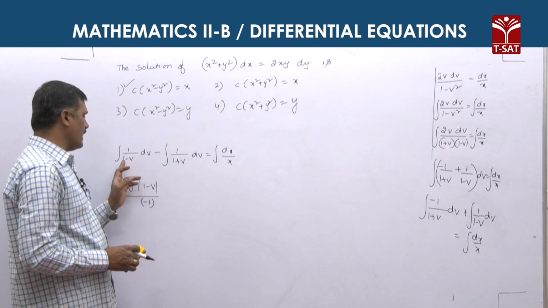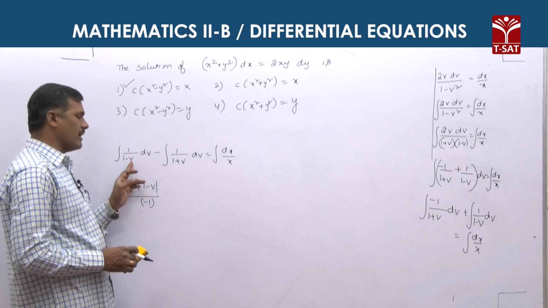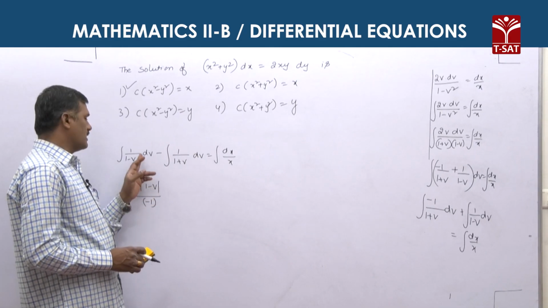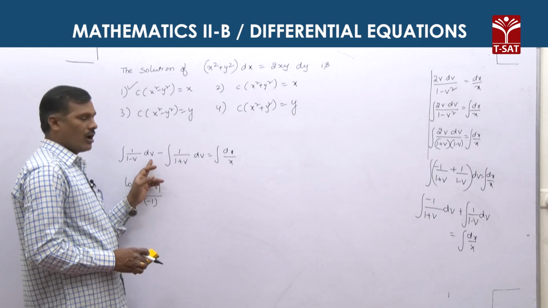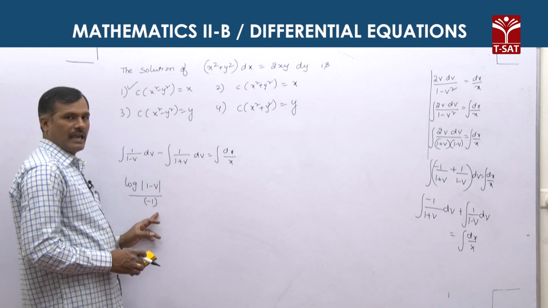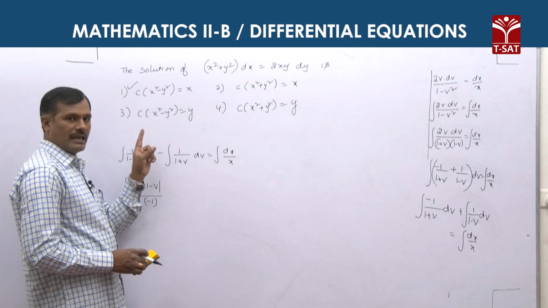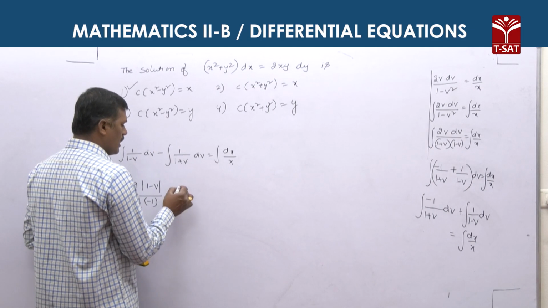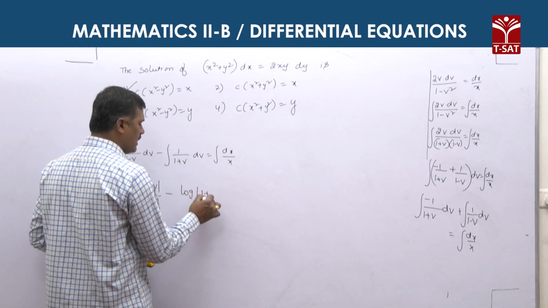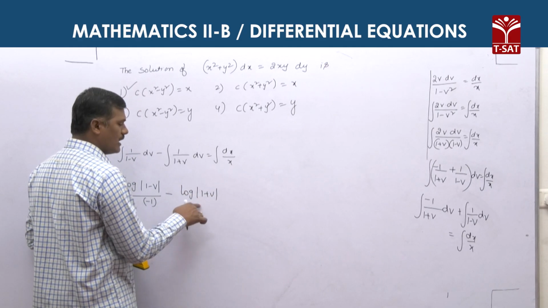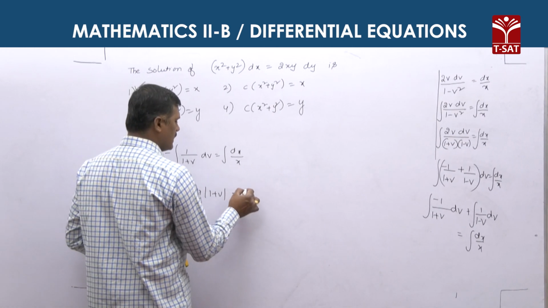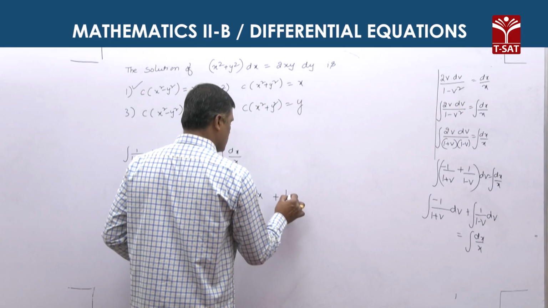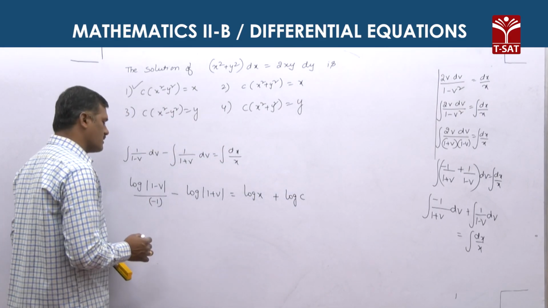Formula: integral of 1 by ax plus b. Here v is a variable. Its coefficient is minus 1. The integral of 1 by ax plus b into dx is log of ax plus b by a, meaning the x coefficient in that formula is a. Here v is the variable. Its coefficient is minus 1. Minus integral of, that is log of 1 plus v by v coefficient, positive 1. No need to write. That is equal to the integral of dx by x, which is log x plus log c. The integral constant is log c.